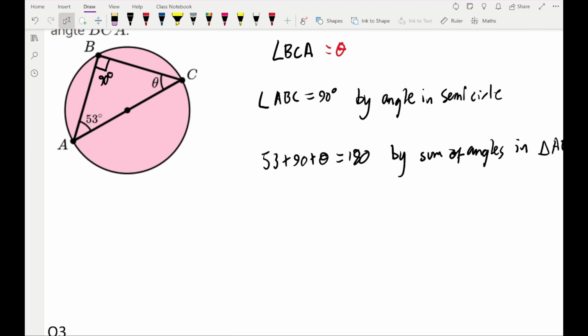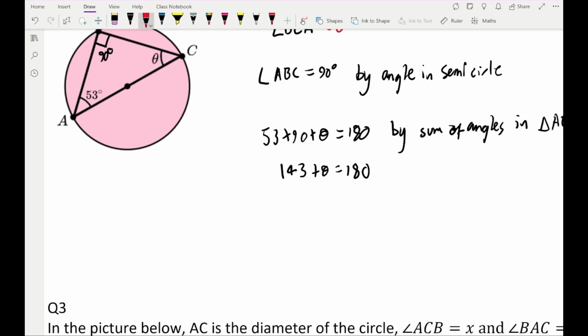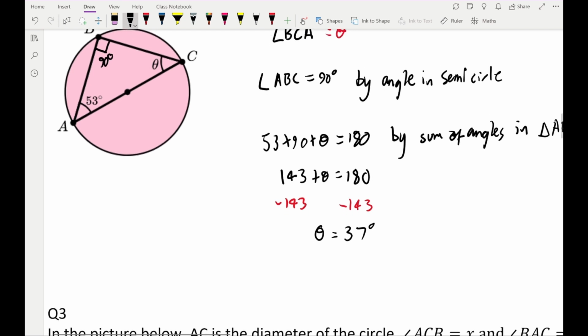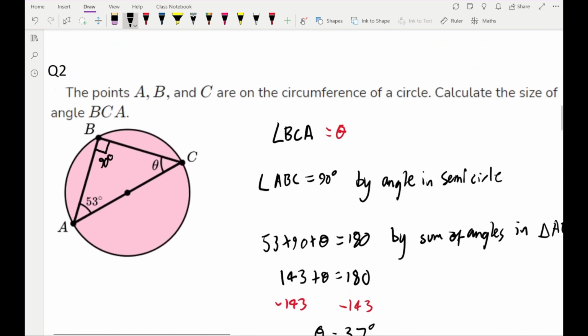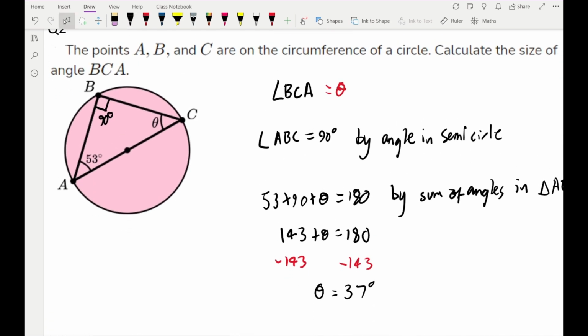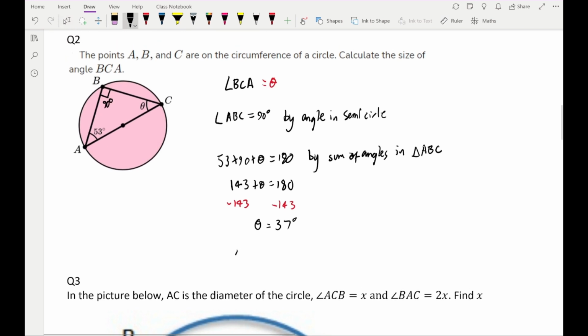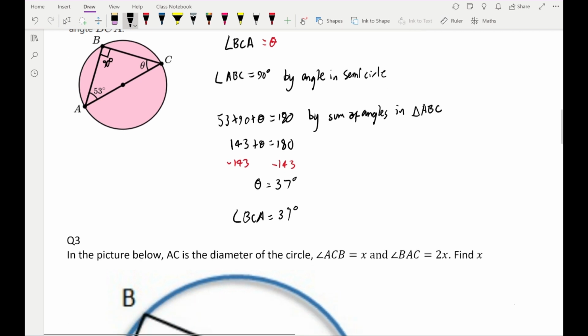So let's simplify this down a bit. 53 plus 90 is 143, plus theta equals 180. Now you can probably see right now the answer is 37, but let's work it out formally. So we could take 143 from both sides, and what you're left with is theta equals 180 take 143, or in other words, 37 degrees. Okay, so that's fantastic, but we haven't actually answered the question. They asked for the angle BCA. So we've got to give them the angle: BCA equals 37 degrees.